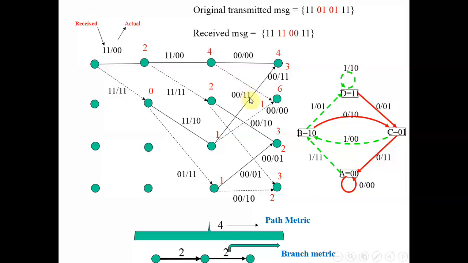Now expected is 1 1. I am receiving 0 0. So I have a total error count of 2 when I go from this to this. But I already have an error of 4. 4 plus 2, so this count will be 6. So that completes the transition from this node.